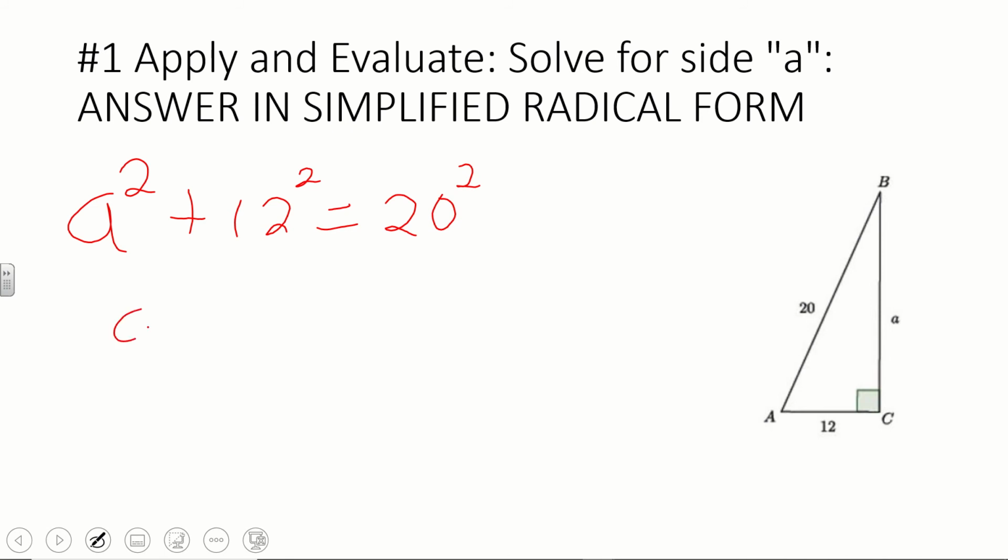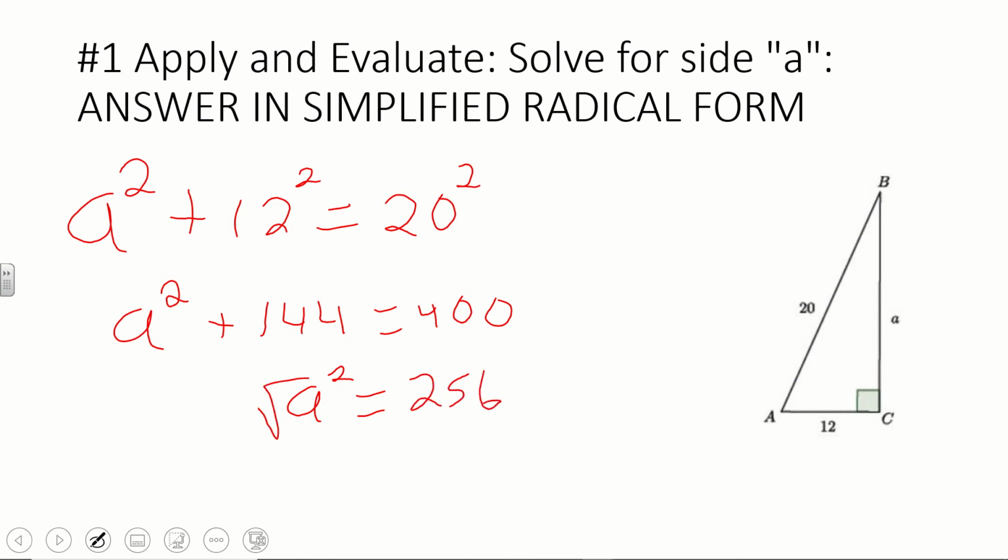So now I'm just doing the math out. 12 squared is 144. 20 squared is 400. I'll subtract 144 from both sides. I get 256. So to solve for A, I've got to take the square root of both sides. And A equals 16. So it was not in radical form, so 16 is a good answer. There are no units. So that's what you should have had for number 1.